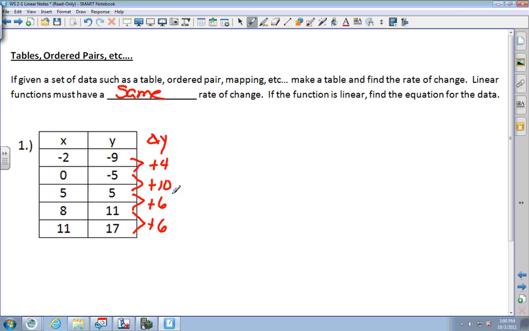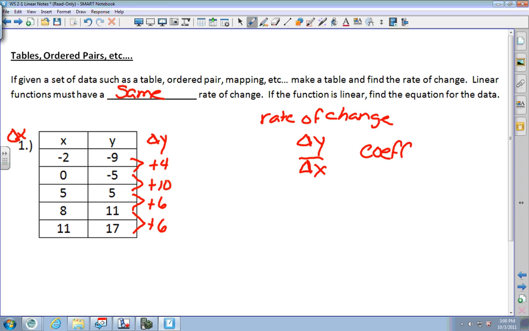Some people go, oh, well, this isn't the same. Well, we're not done yet. You have to find the rate of change, which is delta y over delta x. Remember that rate of change is the same as delta y over delta x. Another word for this is the coefficient.